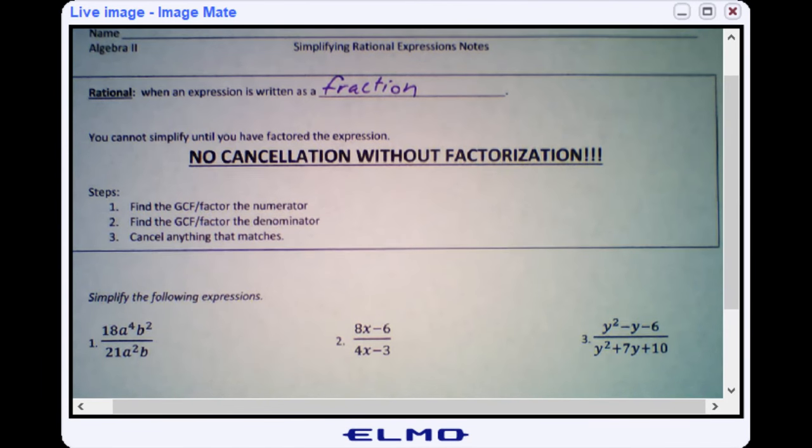Our steps are going to be: find the GCF and factor the numerator, the top; find the GCF and/or factor the denominator, the bottom; and then we're going to cancel anything that matches.